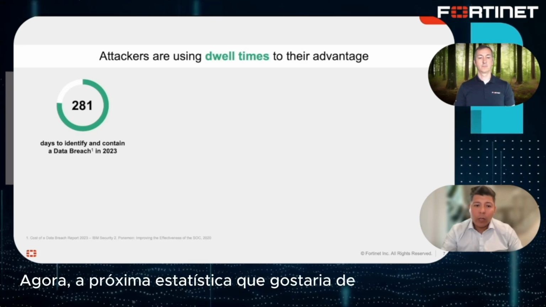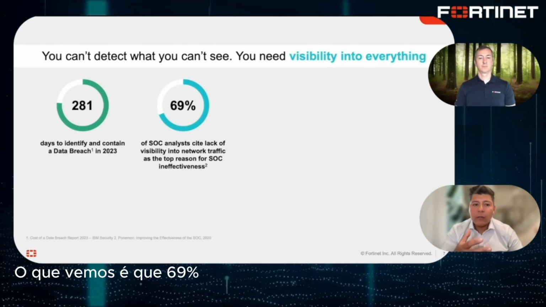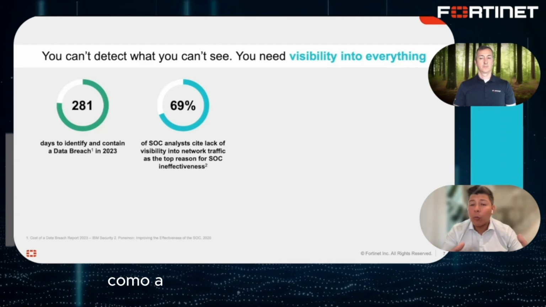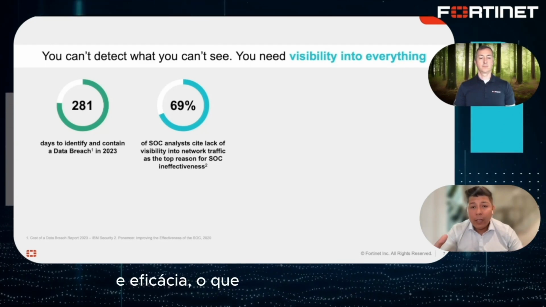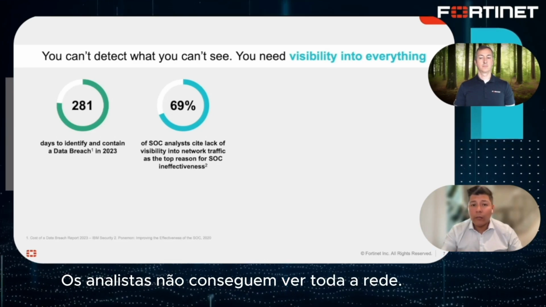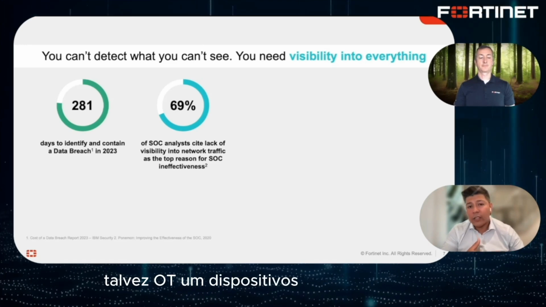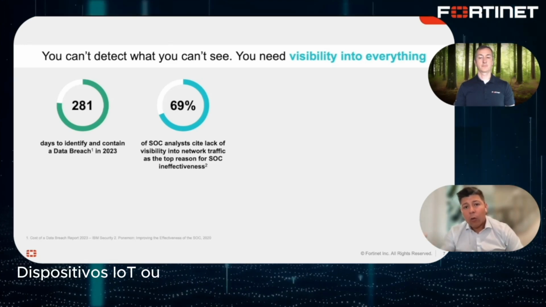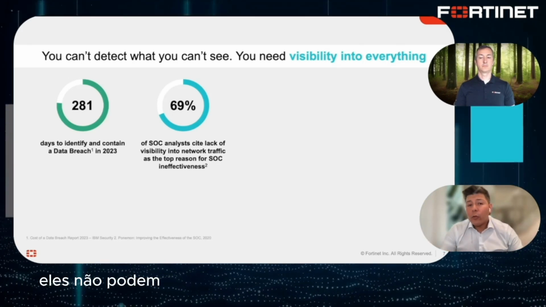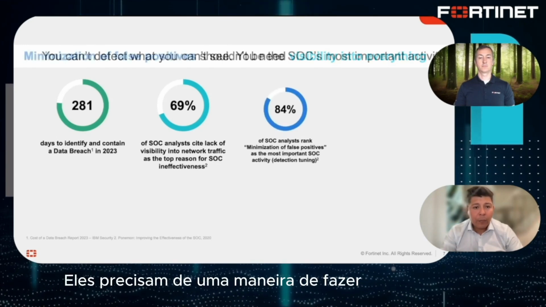Now, the next statistic that I like to bring up is regarding visibility. What we see is that 69% of SOC analysts cite lack of visibility into the network traffic as the top reason for SOC ineffectiveness. What does that mean? If your SOC analysts can't see into all of the network, if they have maybe a lack of visibility into OT devices or IoT devices, or maybe work from home users, etc. If you have these network blind spots, they can't do their jobs effectively. They can't see into these blind spots. They need a way to do that.